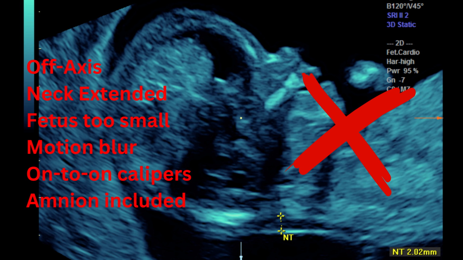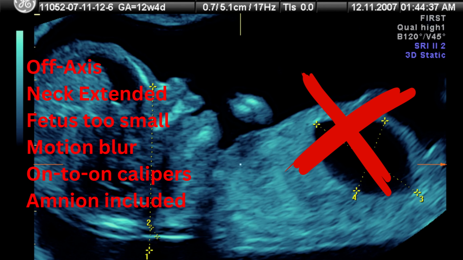Off-axis profile. You're not in true mid-sagittal, so landmarks are missing or distorted. Neck flexed or extended, chin too close to the chest, or lifted too high, both give you wrong numbers. Fetus too small on the screen. If the baby looks tiny, the NT will be guesswork. Measuring on a blurry, moving frame from the cine loop, motion blur makes the borders fuzzy and unreliable. Calipers on the outer edges, that classic on-to-on error that overestimates the NT. And finally, including the amnion as part of the NT.